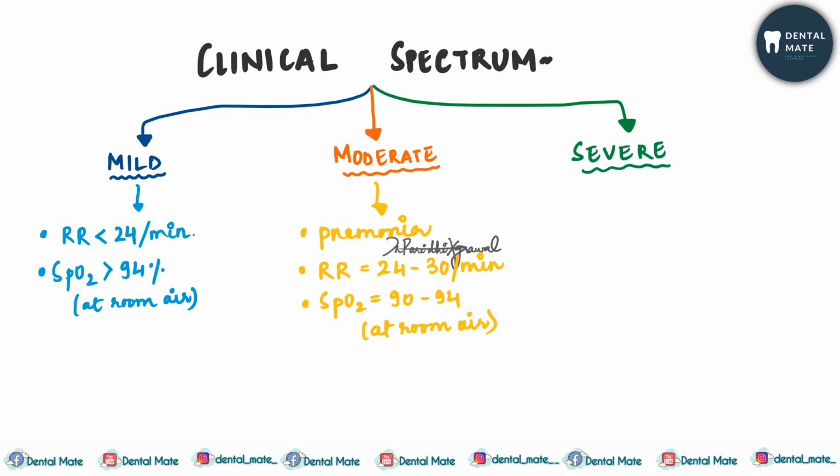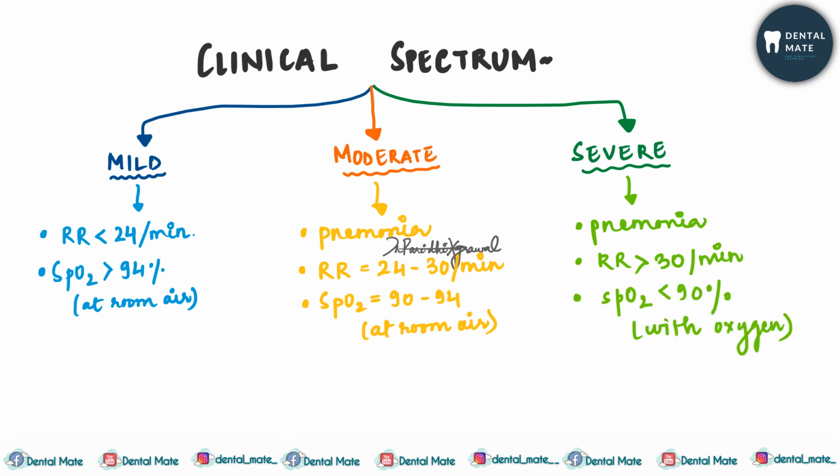Whereas the severe form of COVID-19 disease would present with severe symptoms and pneumonia, respiratory rate more than 30 per minute, and SpO2 less than 90% with oxygen. The patient with severe COVID-19 disease can also present with septic shock and acute respiratory distress syndrome.